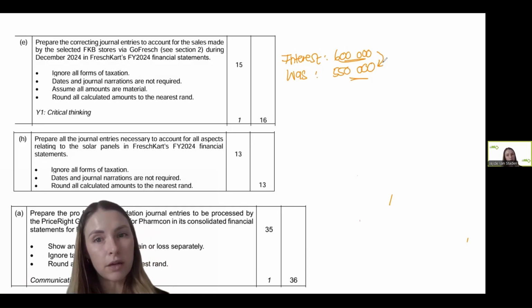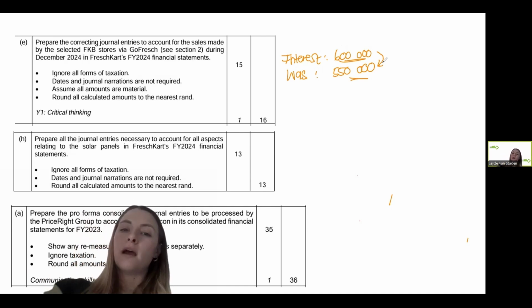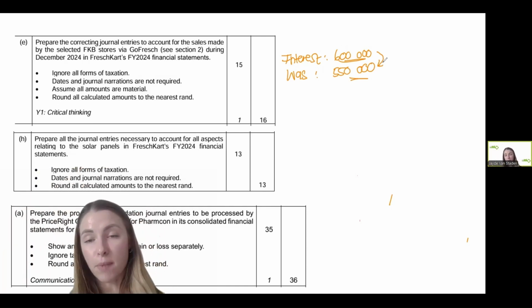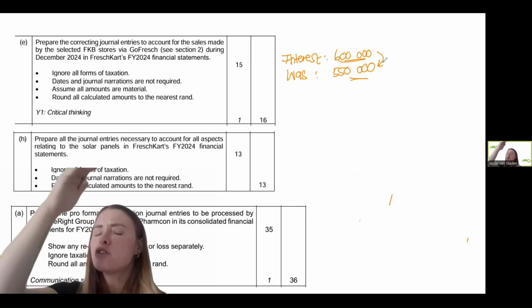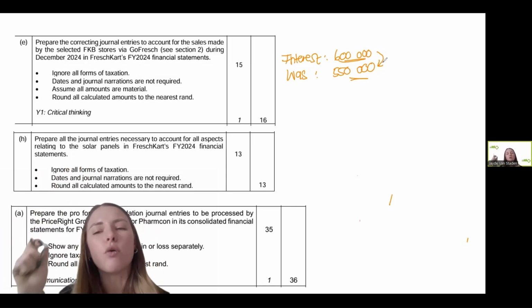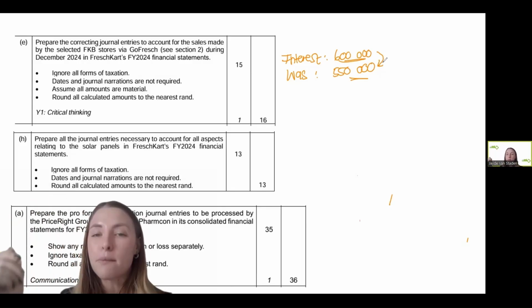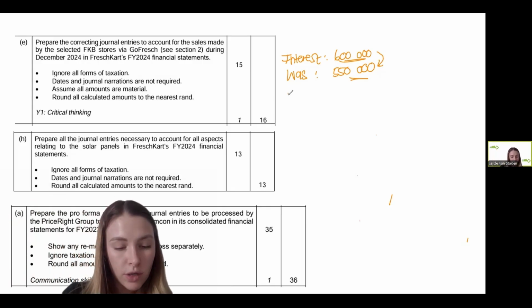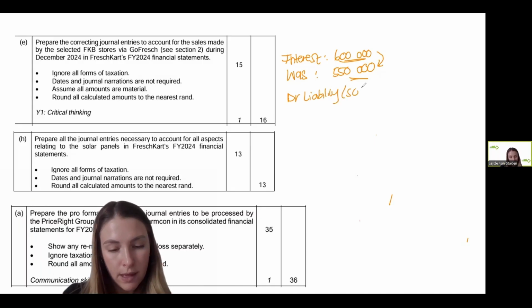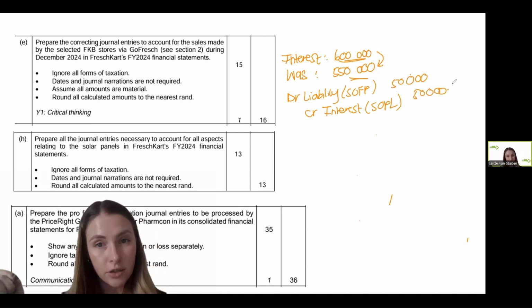No, you're going to say, how can I get this interest expense to equate to 600,000 Rand? Well, how do I normally recognize interest expense? I'm going to debit interest expense, credit my liability, right? So now if I've done too much of that, how am I going to take away some of it? Well, I'm going to reverse some of what I've done. So I'm going to debit my liability and I'm going to credit my interest expense with the difference, which is the 50,000. Okay, so that is how to do a correcting journal entry.